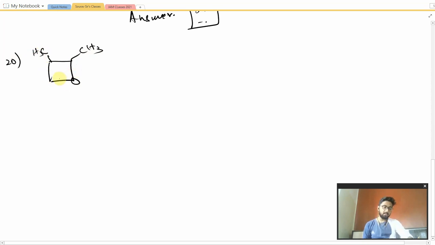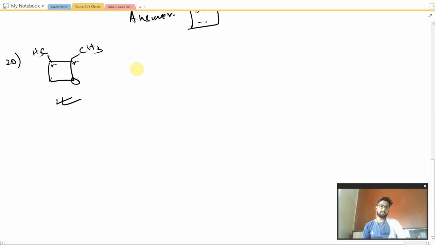The question asks that among the 8 compounds, the number of compounds that can exhibit stereoisomerism. So this compound is chiral, and this compound is chiral. This carbon is chiral, and this carbon is chiral, and overall the molecule is not chiral. So this is not a meso compound, and hence it will be showing stereochemistry. So this one will be showing stereochemistry.